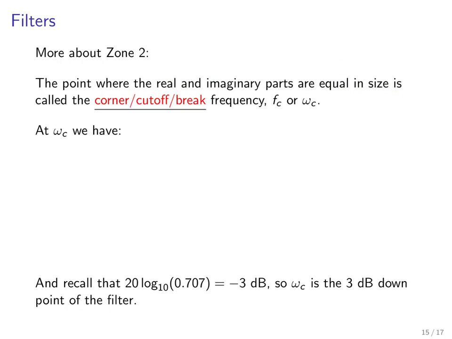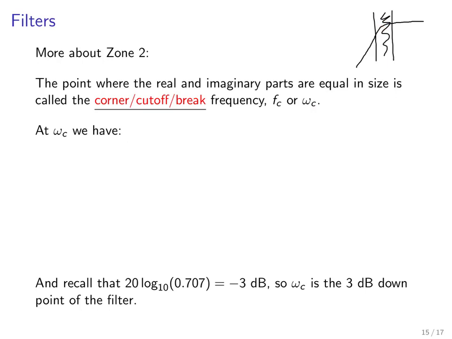On the previous slide I showed the plot where the transfer function goes like this. So zone 2 is this area, and in that area we have this elbow, where the transfer function amplitude transitions from this linear regime to this flat regime on a log-log plot. And that point where the real and imaginary parts are about equal in size is called the corner, or the cutoff, or the break frequency. This can be expressed in hertz as f sub c, or in radians per second as omega sub c. It's this point where we have the corner of the transfer function amplitude.